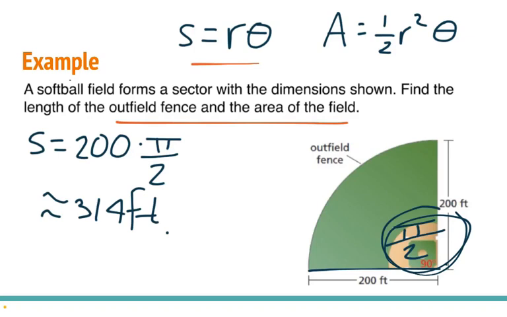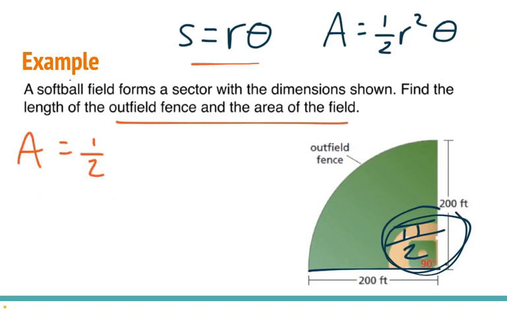Okay, so now let's do the area. Let's find the area of that whole green part. So the area is 1/2 times the radius squared, so I gotta make sure I square that, times theta, which in radians would be pi over 2. Okay, so type that on your calculator and see what you get, because you need to make sure that you're typing it in correctly, following order of operations.